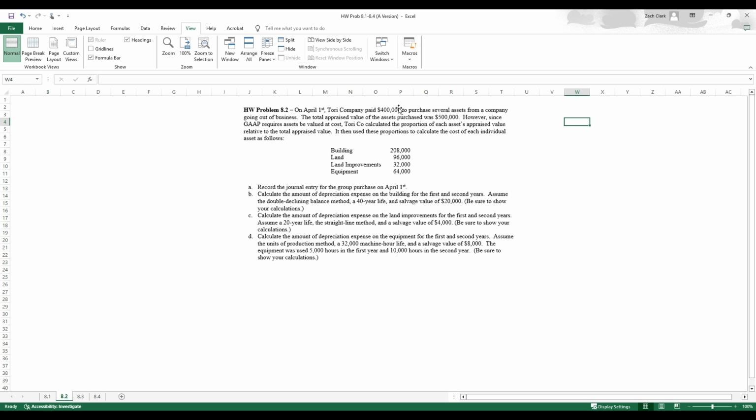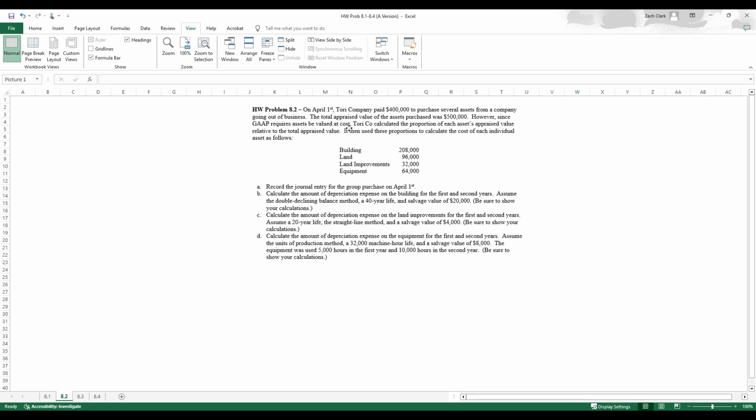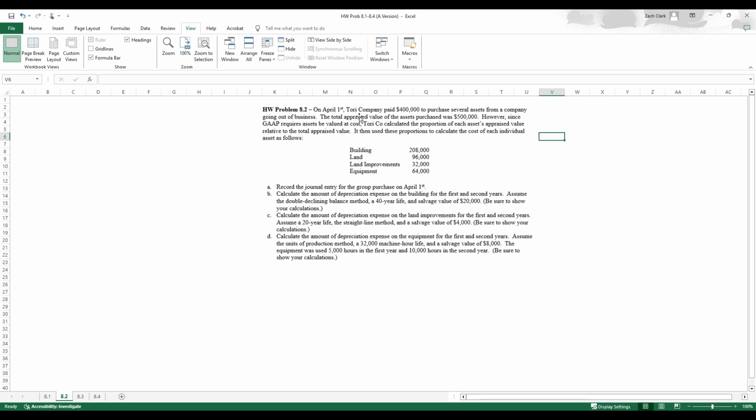So the 400,000. So Tory Company calculated the proportion of each asset's appraised value relative to the total appraised value. That's a little weird sentence, but basically we're saying, okay, some third party looked at these assets, said they were worth this much, but we paid this much, and so we allocated the 400,000 out to those assets based on the appraised percentage of value, essentially. A little bit confusing, but anyway, let's go with it.